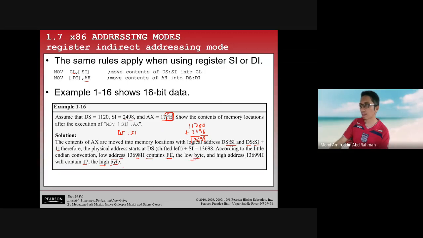And then at the high address, because we need to shift, we need to shift 1 for the high one. So before this, it will become 13698. And after we shift 1, the SI plus 1 is at 13699, which now will contain 17 in the high byte.